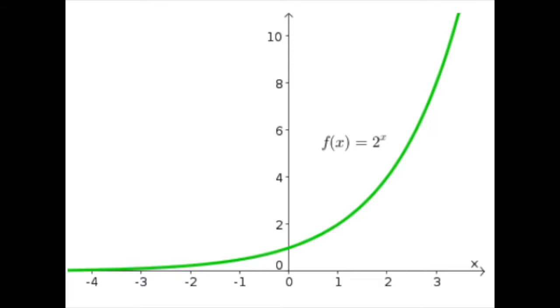Its main characteristics are: it crosses at 0, 1, the domain equals all real numbers, the graph is smooth, the range usually is greater than 1, and the graph is continuous.